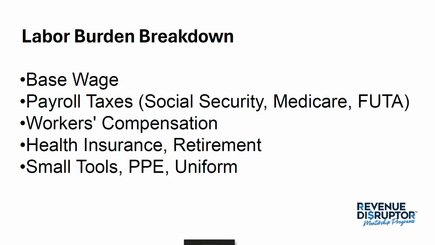Okay, so once you have identified your production rate, your total quantity, your total labor hours, now the next step is to factor in your unit labor costs. Your unit labor costs. And we're going to do this by, number one, ensuring that we've identified our labor burden. Now, this can be identified as the base wage plus payroll taxes. So that should be Social Security, Medicare, FUTA, right?